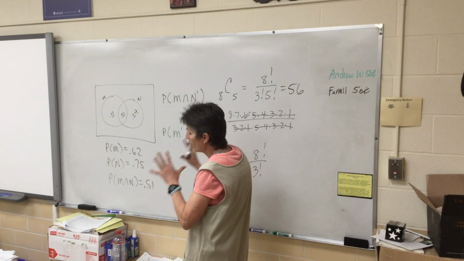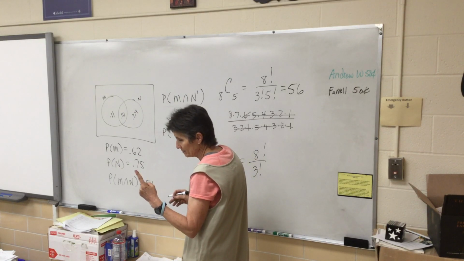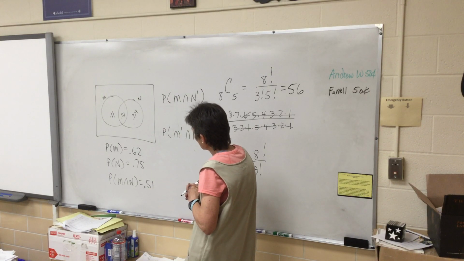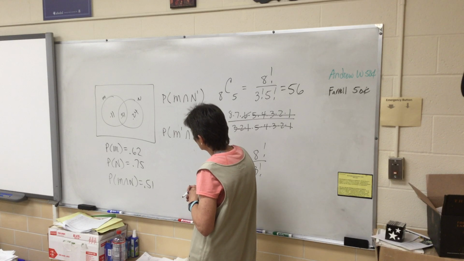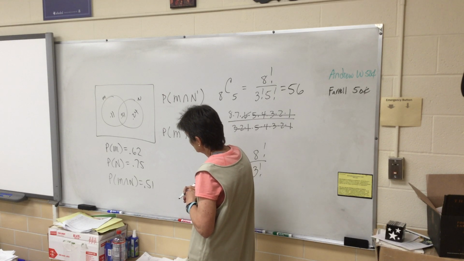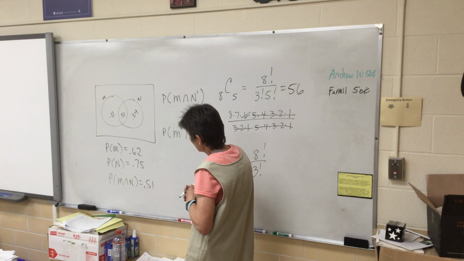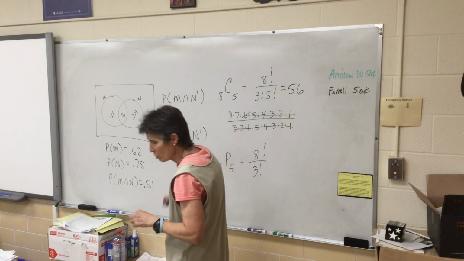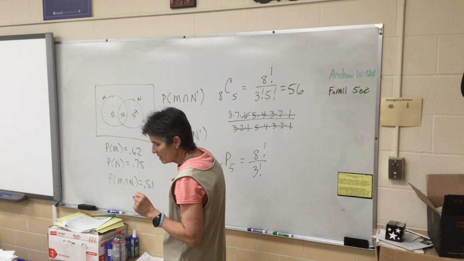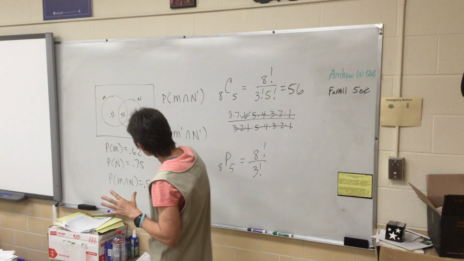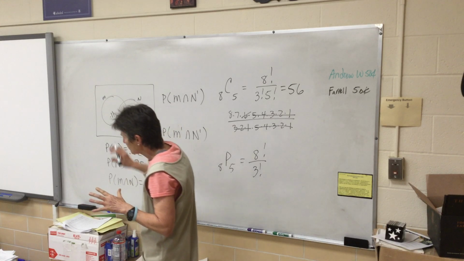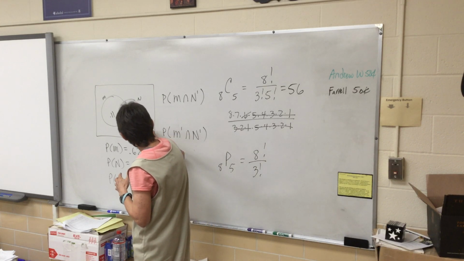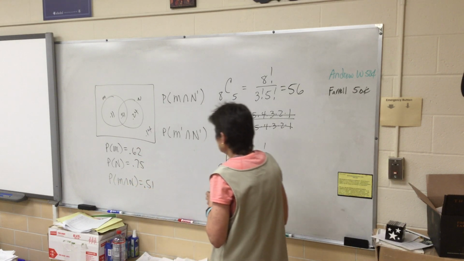Because we know the whole box is supposed to be worth 1 or 100%. So what do we get when we add them all up? What do all these add up to? 86. So 0.86, what does that tell me then? If these are 0.86, 0.14 is outside. Yep, 0.14 is outside.